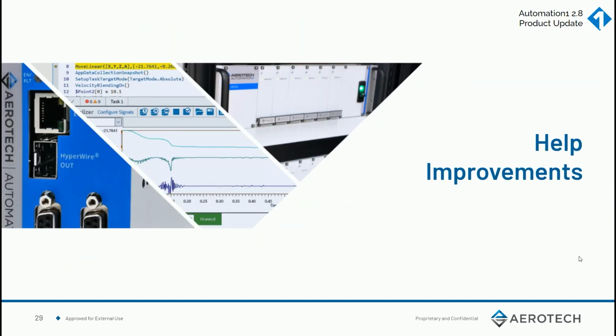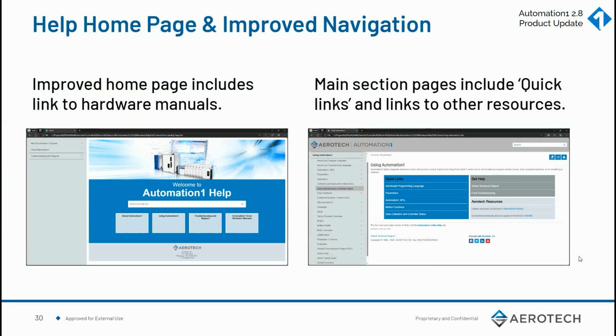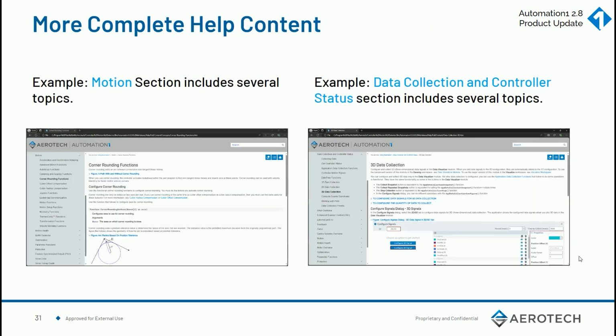Moving on to help improvements. And we treat the help as if it's part of the product because it purely is. The help homepage and improved navigation have both been released in this 2.8 release. This improved homepage includes links to hardware manuals, and the main section pages include quick links and links to other resources. We also have more complete help content.